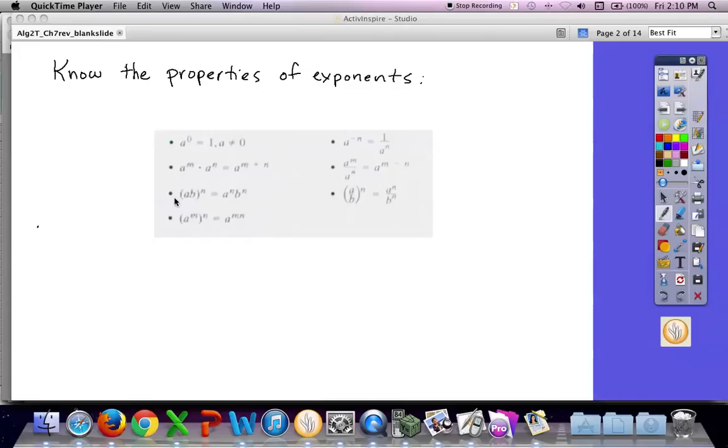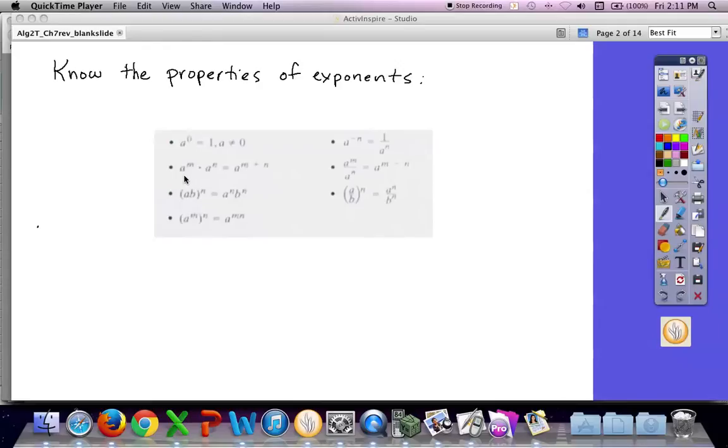But all of these things we need to know. Like anything raised to the 0 power equals 1, right? Except that a was 0. But other than that, anything raised to the 0 is the number 1, right? It's not that thing raised to the first power, it's the number 1.